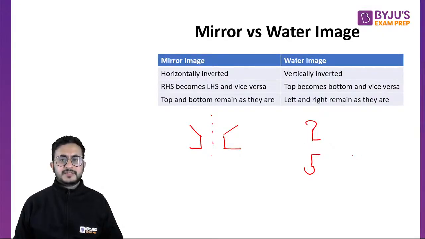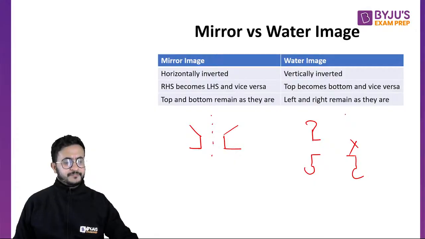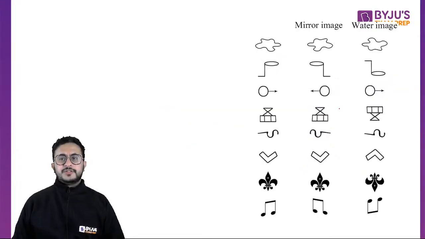So it will not be like this. Some people make the mistake that they will make it like this. So that is wrong. Because left and right will not change in case of water image. If they ask what is the water image, so that is the thing. All right. Okay. So here are some examples, right?